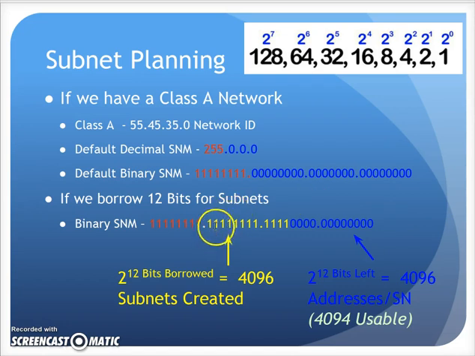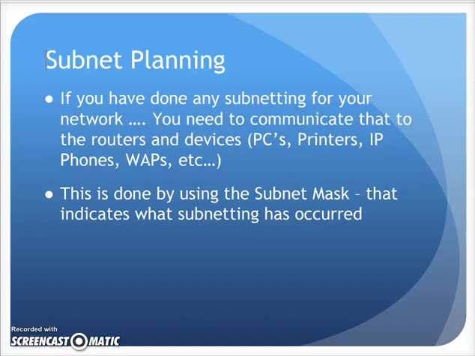Here's one more Class A. I can borrow, as you notice, 8 here and 4 more here. I can borrow 12, and that'll leave 12 behind. That's a break even, isn't it? So 2 to the 12 bits borrowed is going to be 4,096 subnets. 2 to the 12 bits left is going to be 4,096 addresses per subnet, of which 4,094 are usable. That's my break even. That's right smack in the middle.